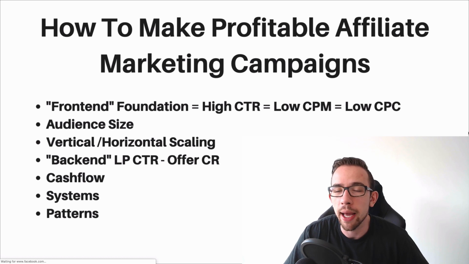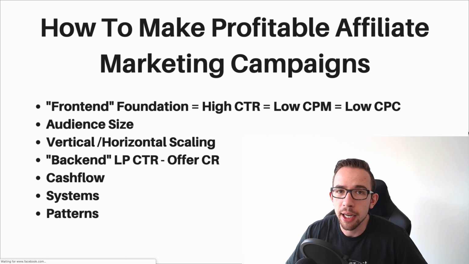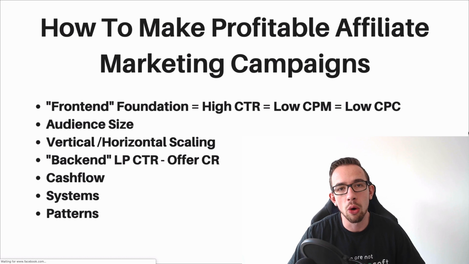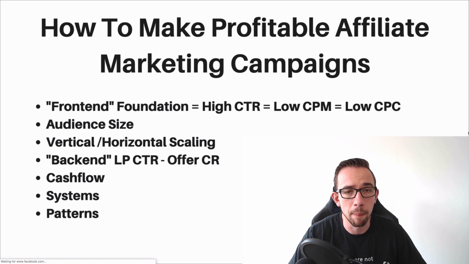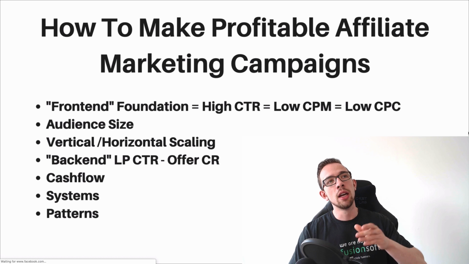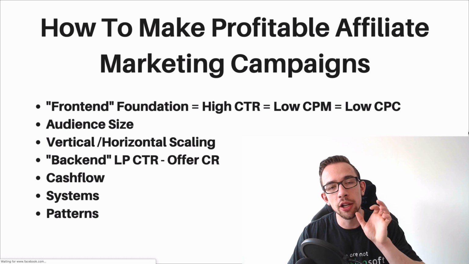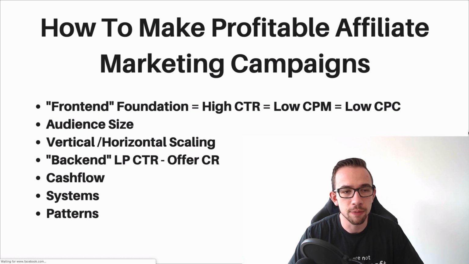When we look at the backend, we basically have 2 metrics that we need to work with: landing page click-through rate and offer conversion rate. As we are promoting affiliate campaigns, odds are that you cannot direct link, meaning when I put in the website URL on the ad level in Facebook Ads Manager, I'm not able to put in the affiliate link.